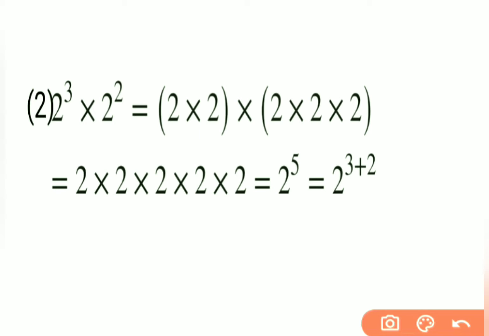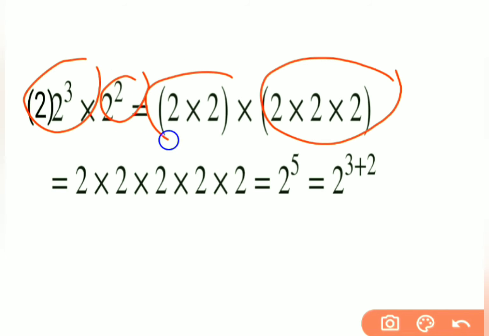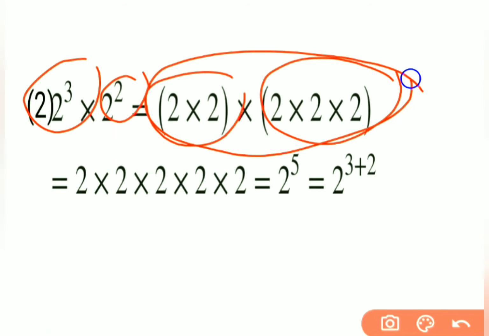2 raised to the power 3 means 2 is multiplied by itself 3 times. 2 raised to the power 2 means 2 is multiplied by itself 2 times. When we combine the multiplication, we see that 2 is to be multiplied by itself 5 times, so we get 2 raised to the power 5. You will see in the final result that the base remains the same and the exponent is 5, and 5 is the sum of 3 and 2, and so the law is verified.